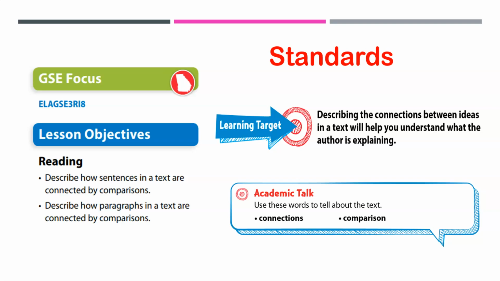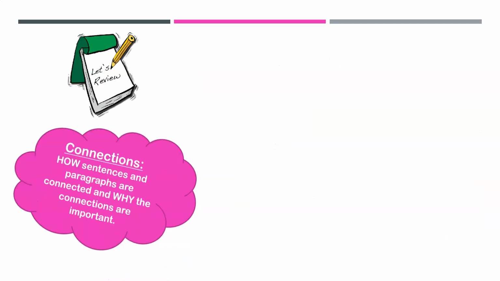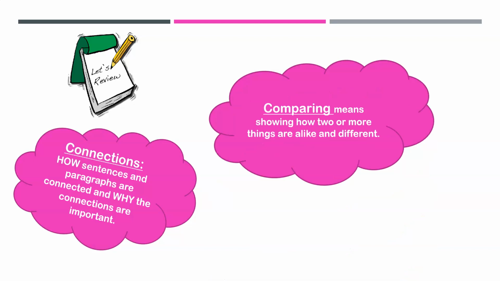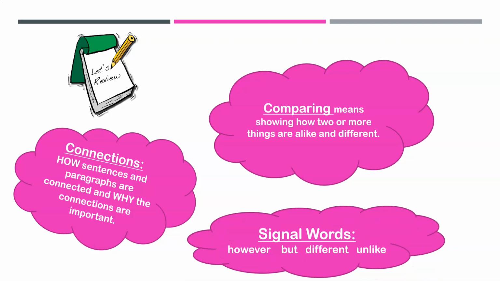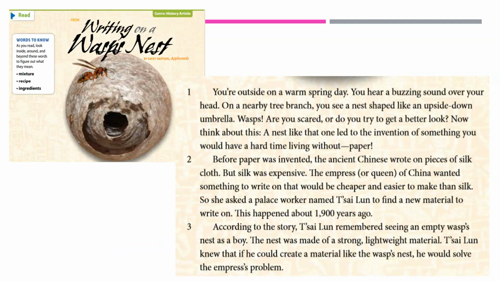Two of our key academic talk vocabulary words are connections and comparison. Connections. That's how sentences and paragraphs are connected and why the connections are important. Comparing means showing how two or more things are alike and different. Signal words are however, but, different, and unlike.